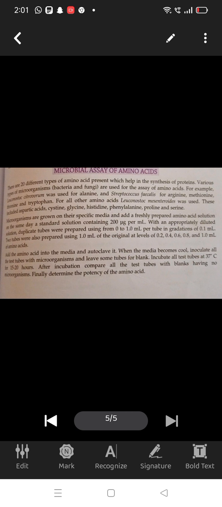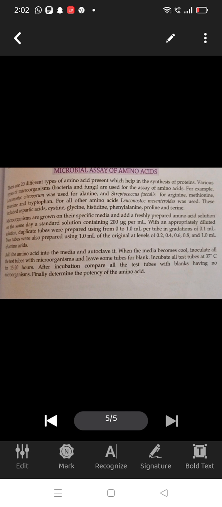Microorganisms are grown on the specific media, and a freshly prepared amino acid solution on the same day, containing 200 microgram per ml, is appropriately diluted in tubes having 0 to 1.0 ml per tube, like 0.2, 0.4, 0.6, 0.8, 1 ml of amino acids. That means you have to prepare serial dilutions and add the amino acids to the media, and you have to autoclave.